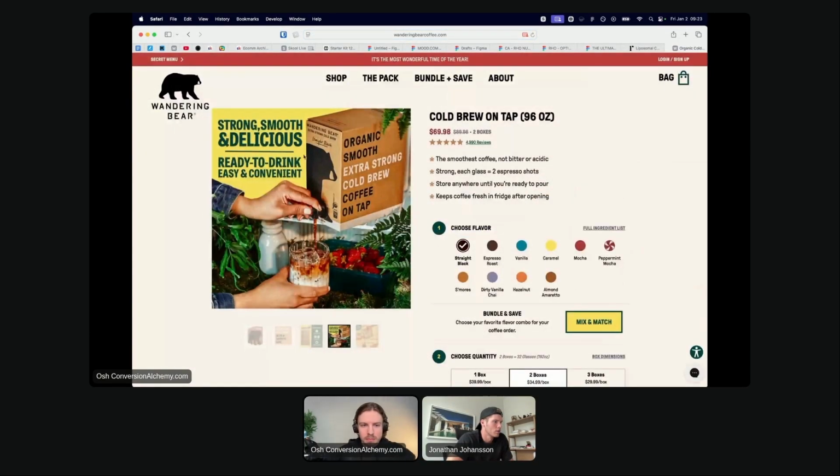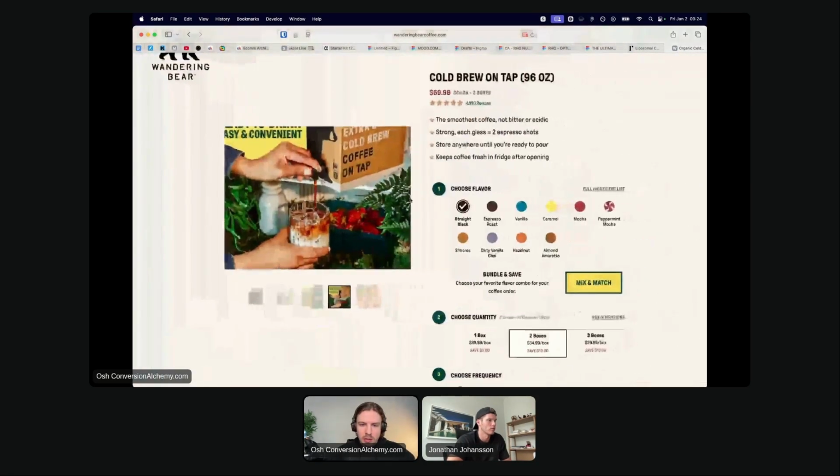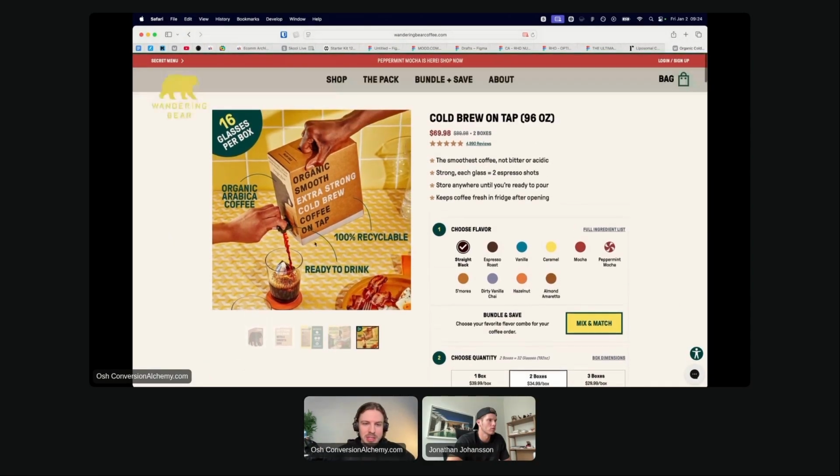Look at this image, right? See how this image sells better than a framework? Smooth, strong, and delicious. They're stimulating all five senses. This headline wouldn't be anywhere near as powerful if they didn't have this image. The image and the headline together really sell it. Look at it: creamy, delicious. And then look at the background. Everything's strategic.